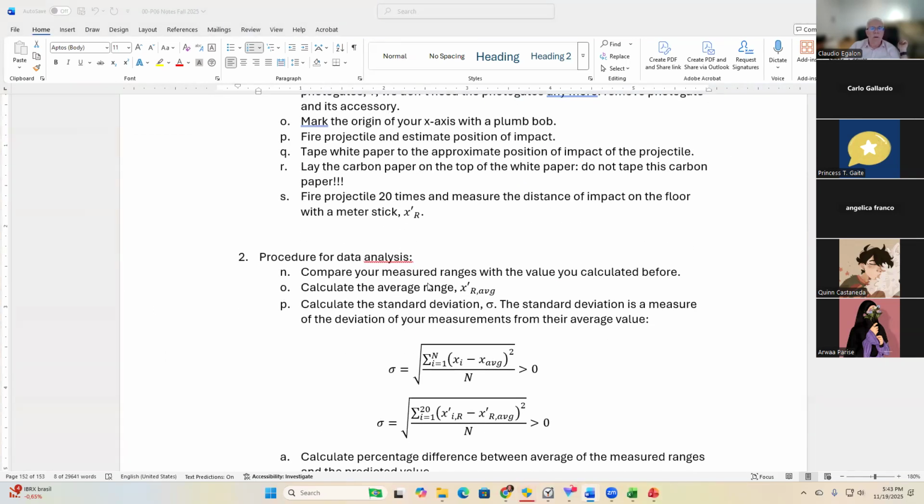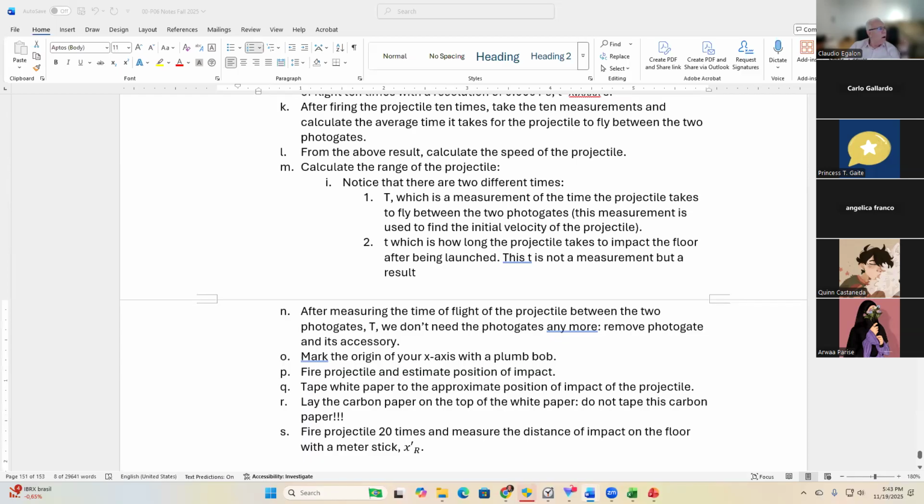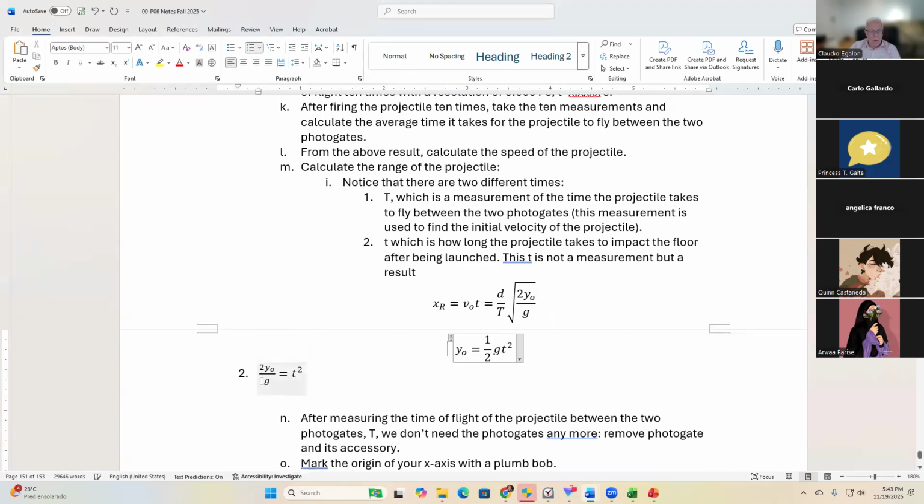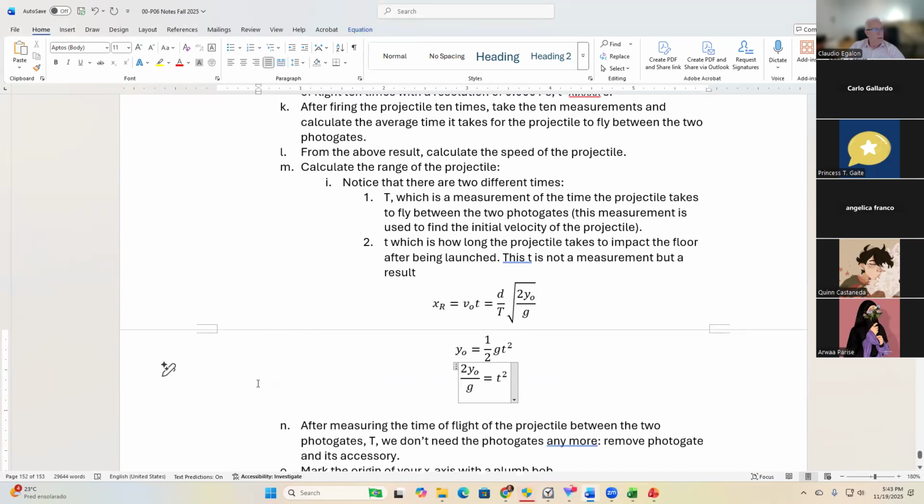Calculate the range of the projectile. Yeah, it's just supposed to be here. Calculate the range of the projectile, and I'm going to copy and paste it here. Here you go.